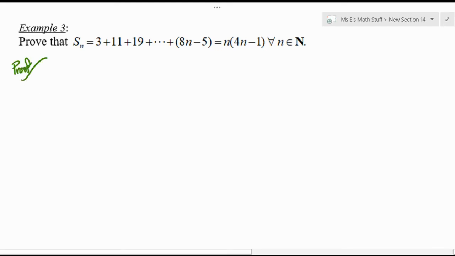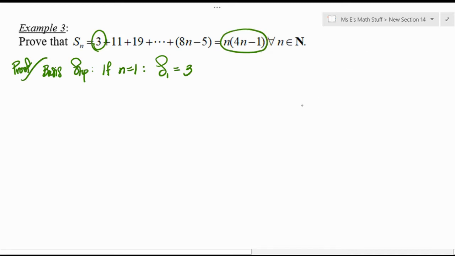Okay, so getting started on your proof. Remember that since we're proceeding with the mathematical induction proof, the first thing is to do your basis step, which is where you show your claim is true for n equaling 1. So if n was equal to 1, then your first partial sum on the left side would just be the 3. And then on the right side, you would just be putting a 1 in for all the n's. We're hoping that the 3 equals what you'd get by putting 1 in for all the n's.